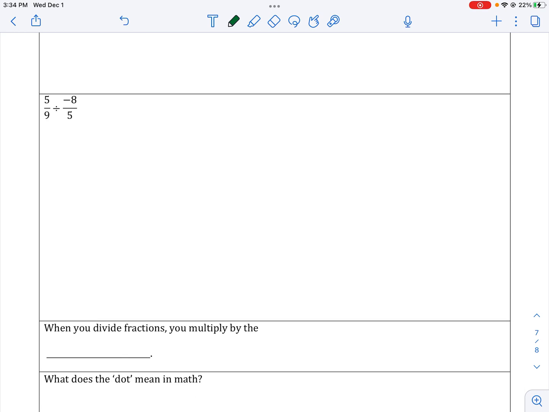Now I'm getting into dividing fractions. So there's a little trick when we divide fractions.